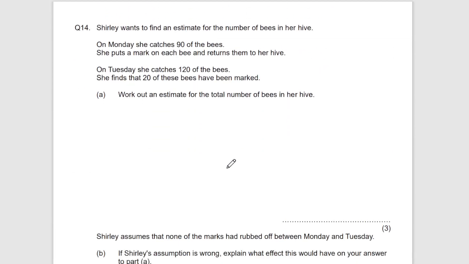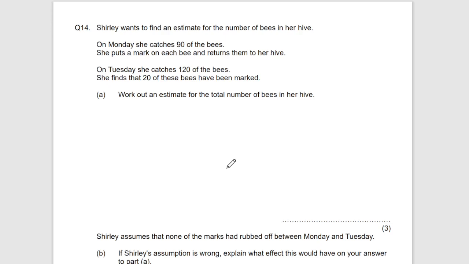Okay, question 14. Shirley wants to find an estimate for the number of bees in her hive. On Monday, she catches 90 bees. She puts a mark on each of them and returns them to the hive. On Tuesday, she catches 120 bees. She finds 20 of these bees have marks. Work out an estimate for the total number of bees in her hive.